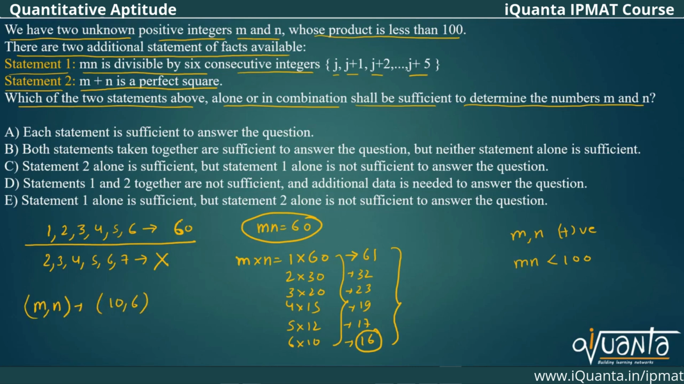So yes, it is possible to determine the values of m and n over here, but we can say that one statement alone is not sufficient to determine the values of m and n. We need both the statements over here. So we can say that both statements taken together are sufficient to answer the question, but neither statement alone is sufficient. This will be the correct answer over here, option B.